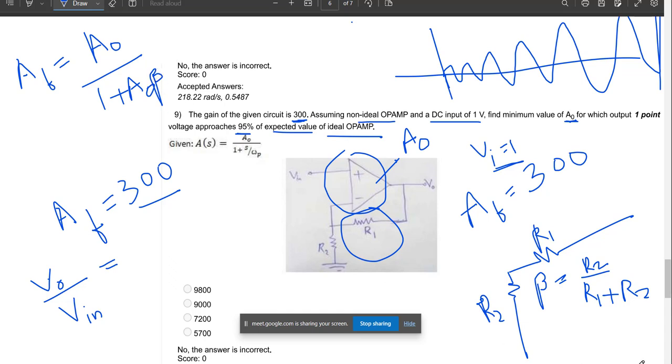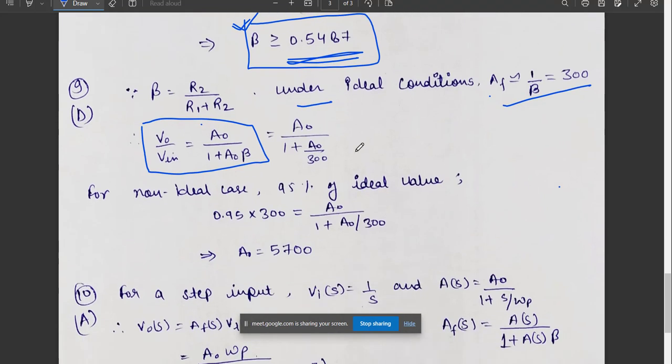And beta here is given as R2 upon R1 plus R2. So we'll put all the values here. And for ideal conditions, we also know that AF is almost equivalent to 1 upon beta.